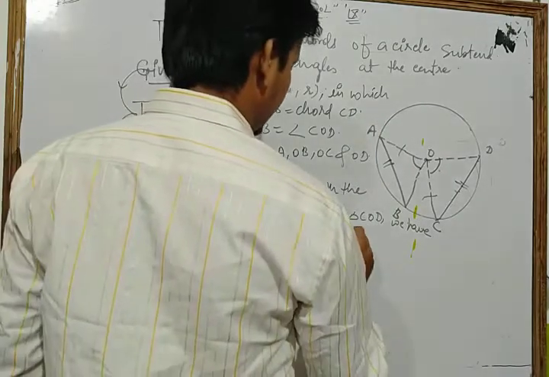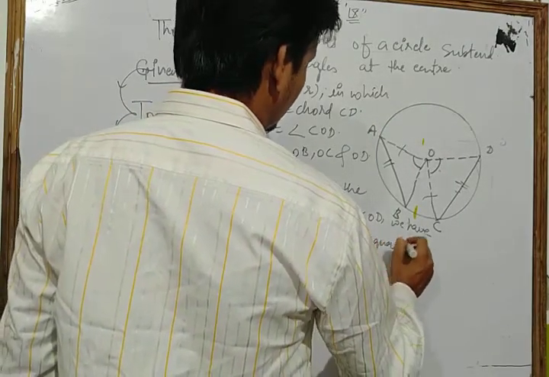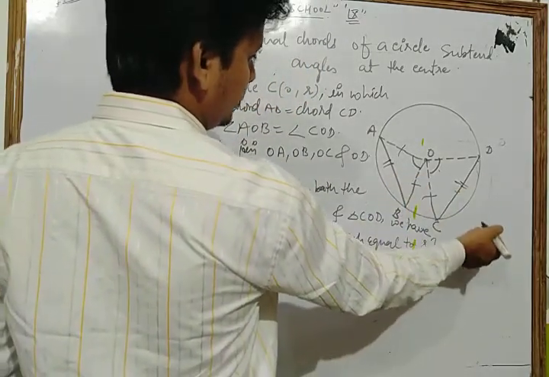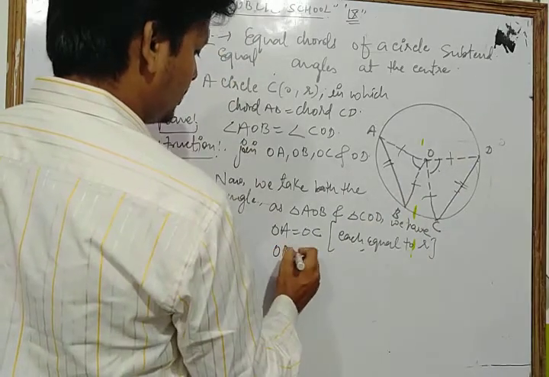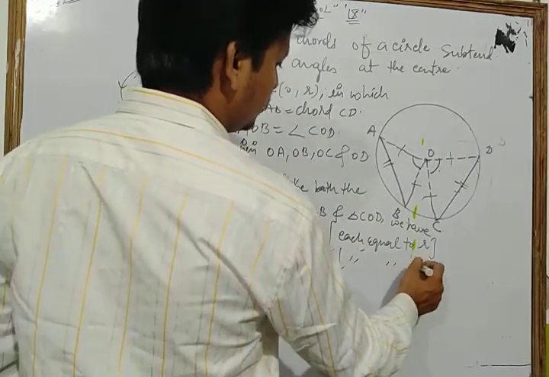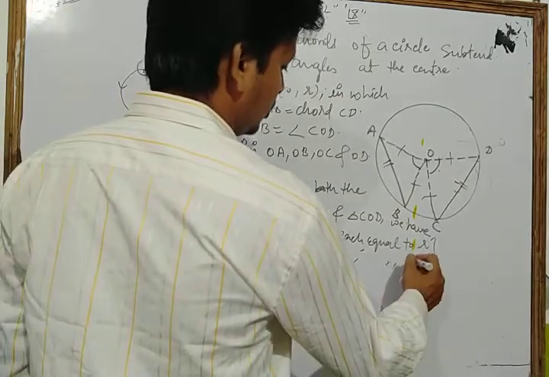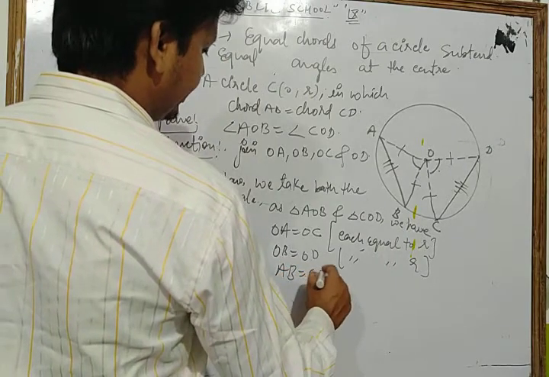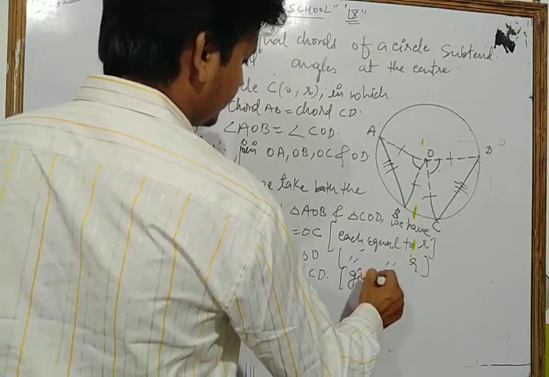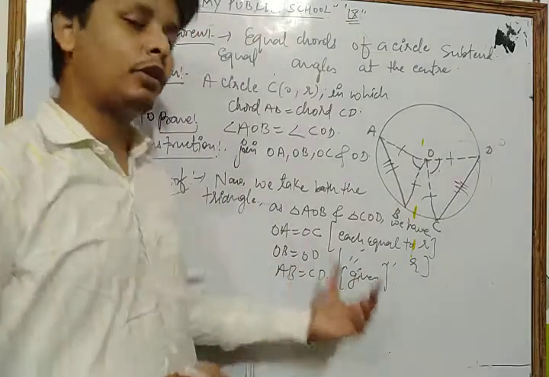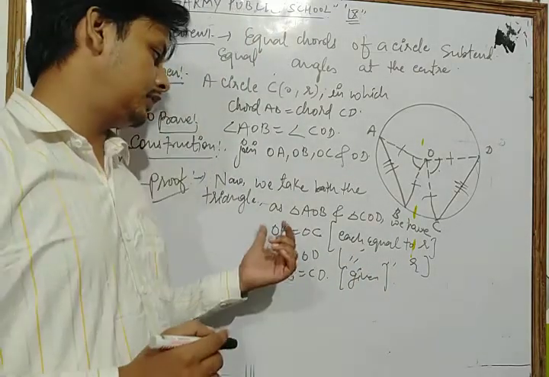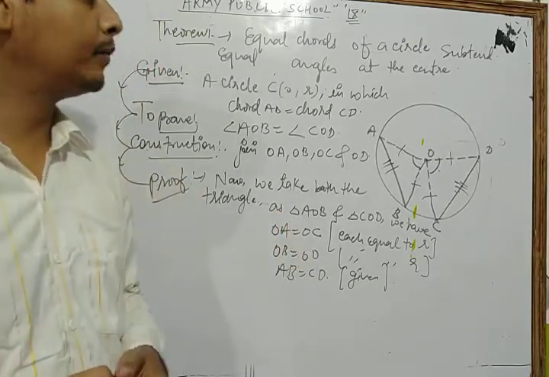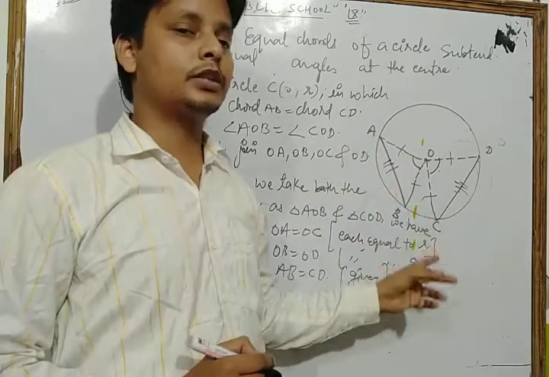Each is equal to R. In the same way, OB is equal to OD, which is also equal to R, the radius of the circle. And AB is equal to CD, which is given in our theorem. So by which congruence criterion? Here by SSS, the side congruence criterion, we have triangle AOB congruent to triangle COD.